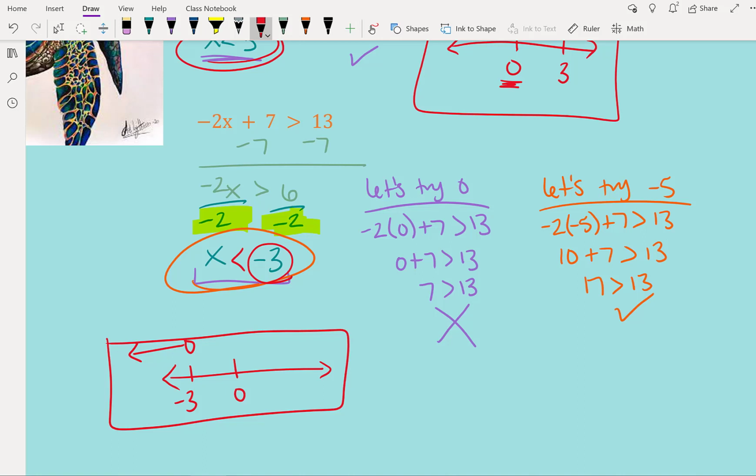So as a recap, in this lesson we learned what the inequality symbols were, what they meant, and how to use them and graph them.